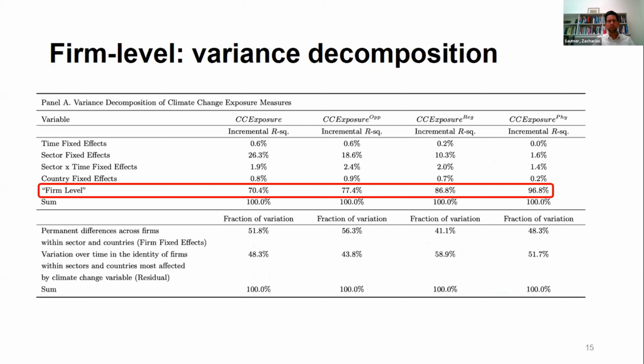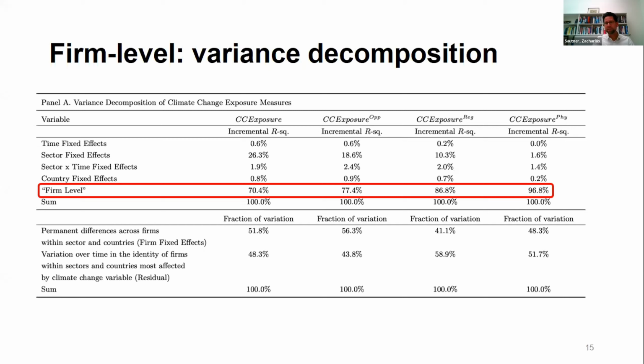Now, this is what we find here also. So we do a simple variance decomposition. We're using our measure of exposure and the submeasures, and we're regressing it on time, sector time, and country fixed effects, and try to absorb the non-firm level components and see that what's left, the pure firm level component, is huge. Right? So the largest part, you see that here between about 70 and 96% of the exposure measure is really at the firm level.